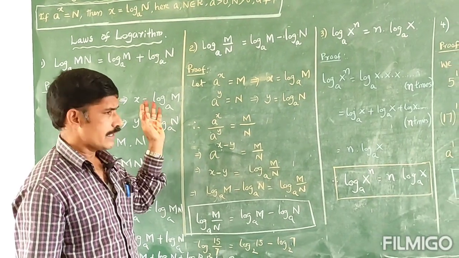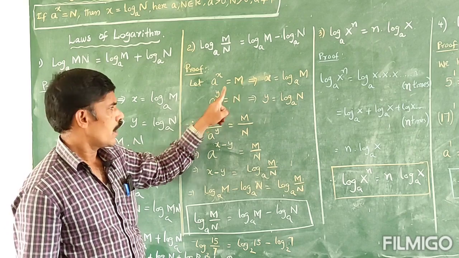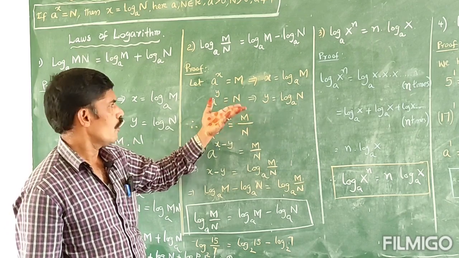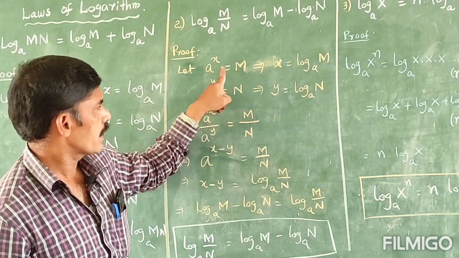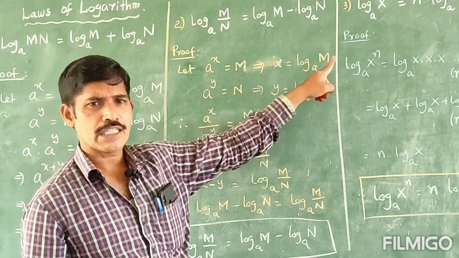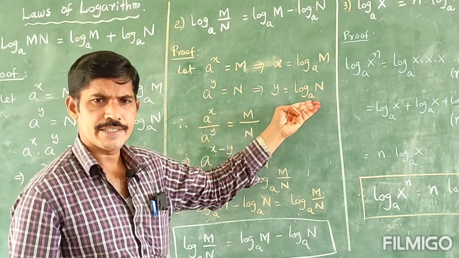Observe carefully, same as the first one. Let us take a power x is equal to m and a power y is equal to n. You know a power x is equal to m. If you change it to logarithmic form, you will get x is equal to logarithm of m to the base a. y is equal to logarithm of n to the base a.